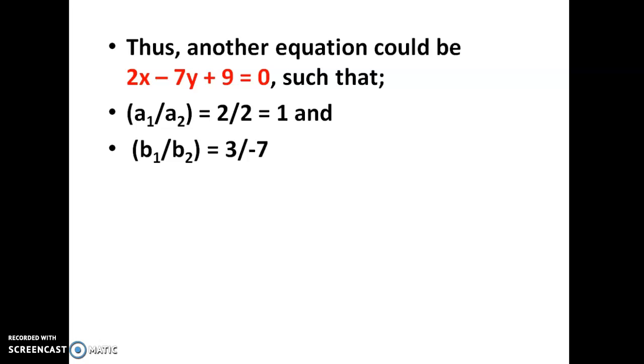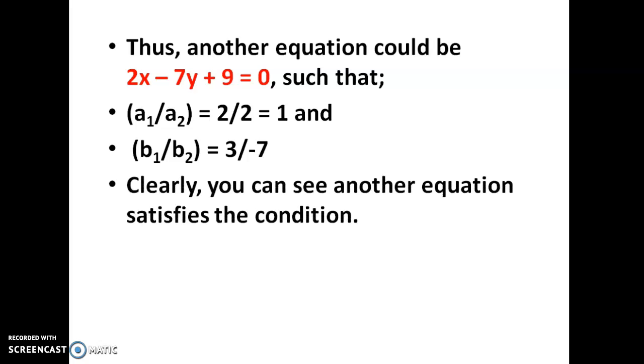Okay, so A1 by A2 is not equal to B1 by B2. So you can say that these two lines will intersect at one point. So this equation satisfies the condition. Not only that, see, this is A1 by A2, which means you take any number as B2.